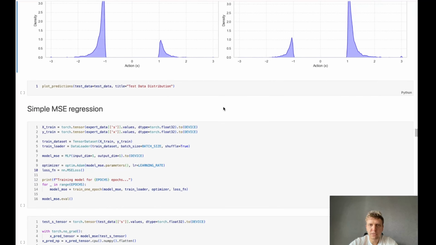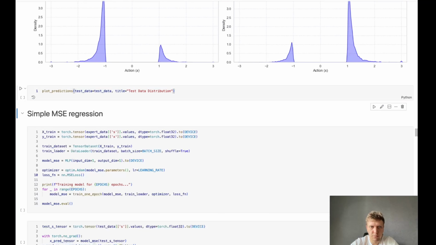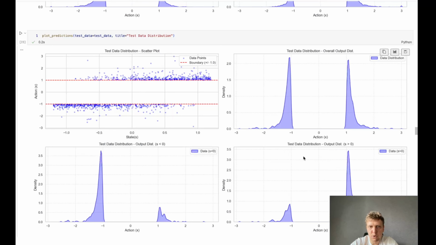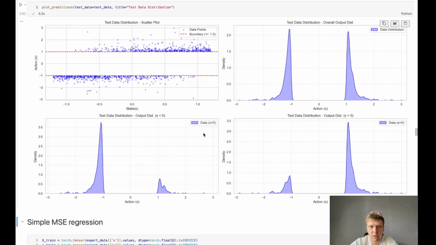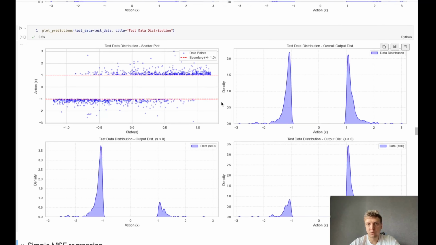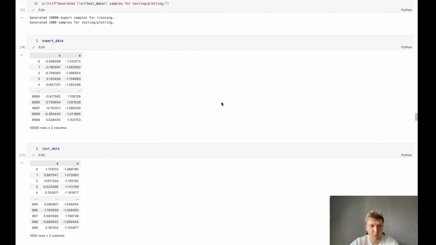So I plot the same chart for the test data, and it looks more or less the same. It's more noisy because it has 10 times less data, but the idea is absolutely the same, and the distribution is completely the same. It's generated using the same logic. So this is it for the introduction. Let's actually go to the real modeling and see how different models deal with this problem.